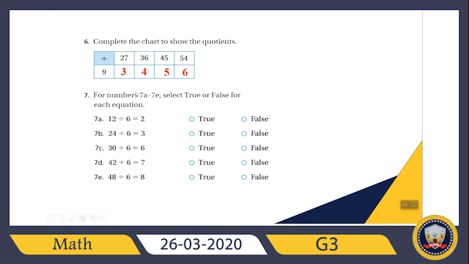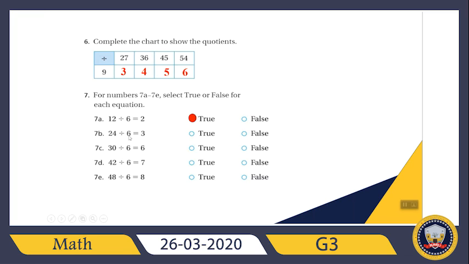Okay, let's check question 7 together. Let's read it first. For numbers from 7a till 7e, select true or false for each equation. So, let's check the first one. 12 divided by 6 equal 2. It's right or wrong? 6 times 2 equal 12? Yes, it's true.